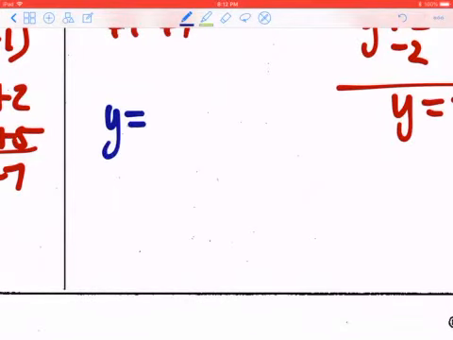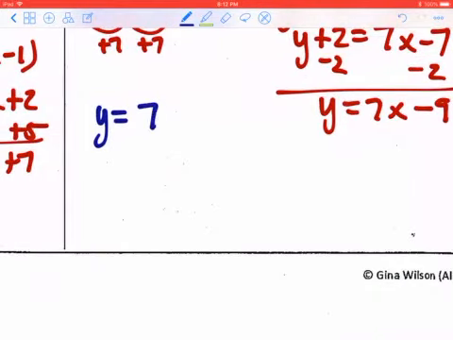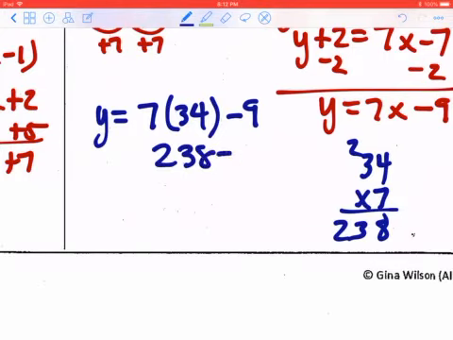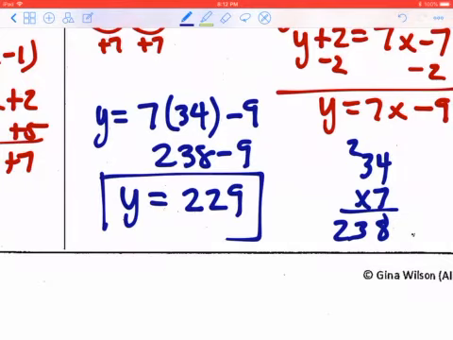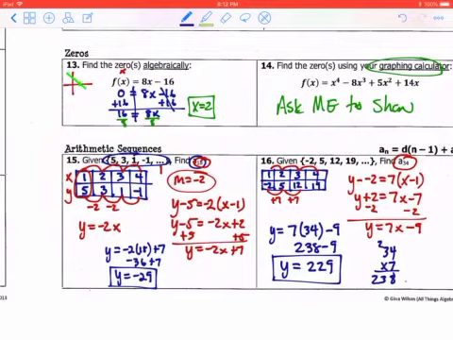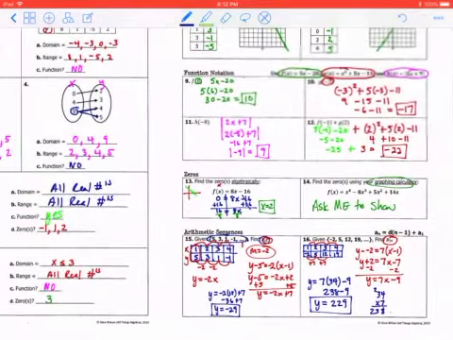Y equals 7 times 34 minus 9. 34 times 7 is 28. Pick up the 2. 21, 23. 238 minus 9. So at 34, the answer is 229. Again, not much different than when we solved some of these. Just looks different. This was video 2.